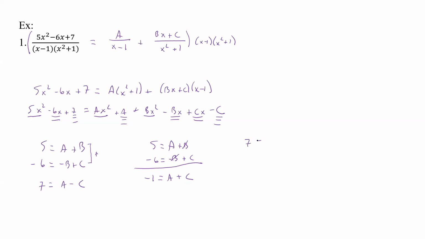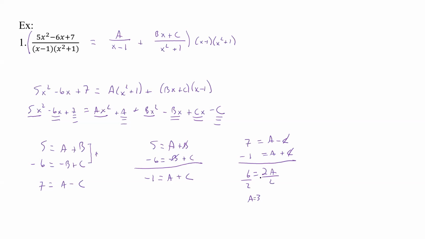So I have 7 equals a minus c. I'm going to add minus 1 equals a plus c. So now those cancel. And here I have 7 minus 1 is 6. a plus a is 2a. So divide by 2. So a equals 3.